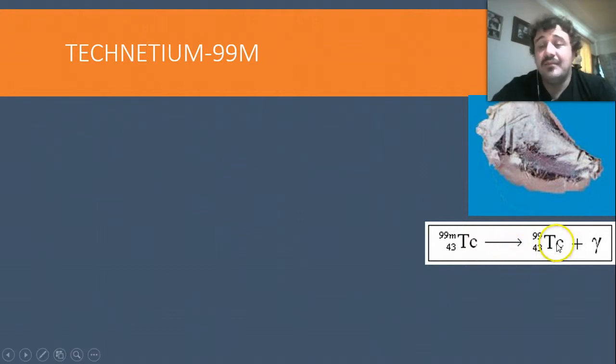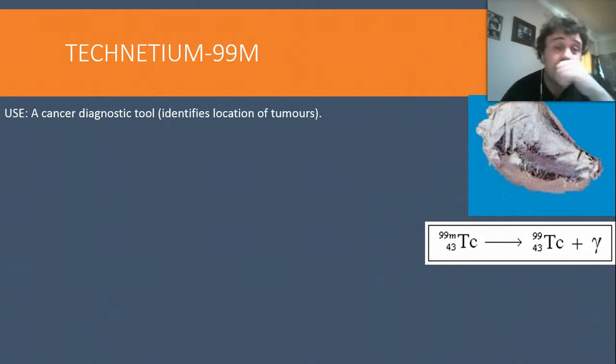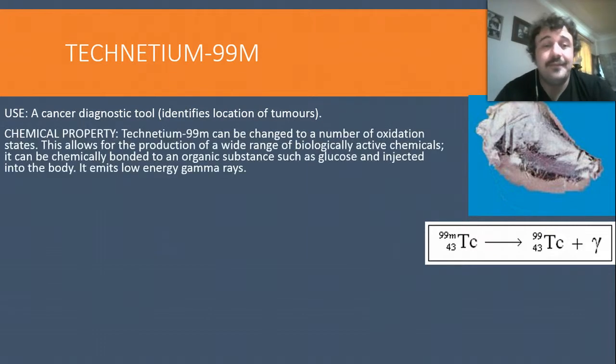Here's the decay, by the way. M means metastable, which means it has a lot of energy. So it's technetium with a high amount of energy, releases that energy, and becomes standard technetium-99. We use it basically to identify not just cancer, but the locations of other damaged tissue as well. But in particular, in this case, we're talking about cancer.